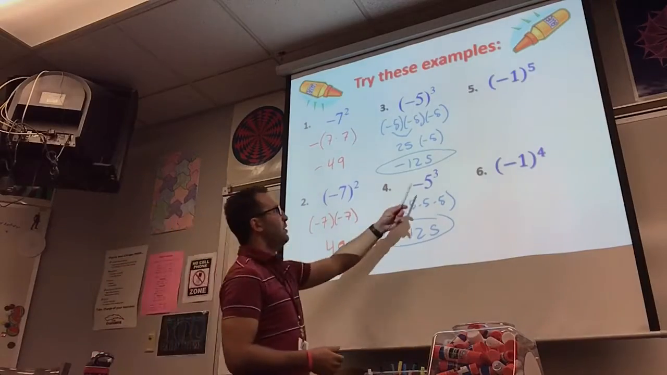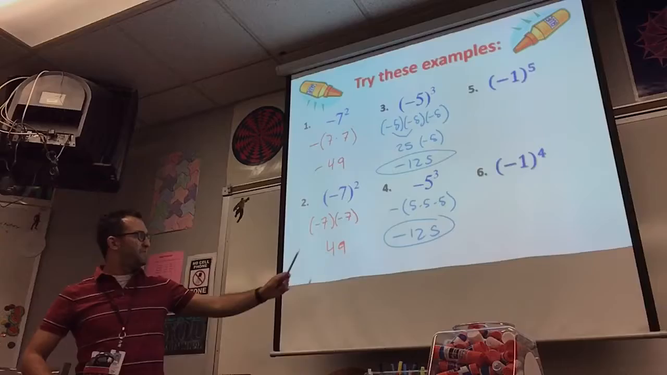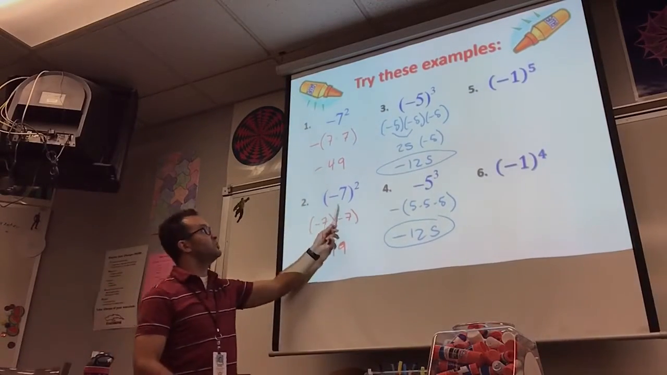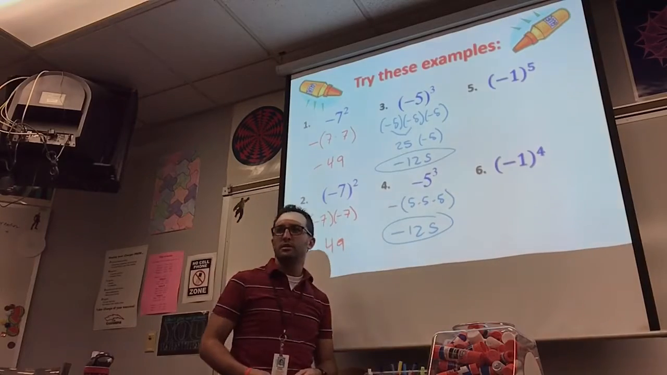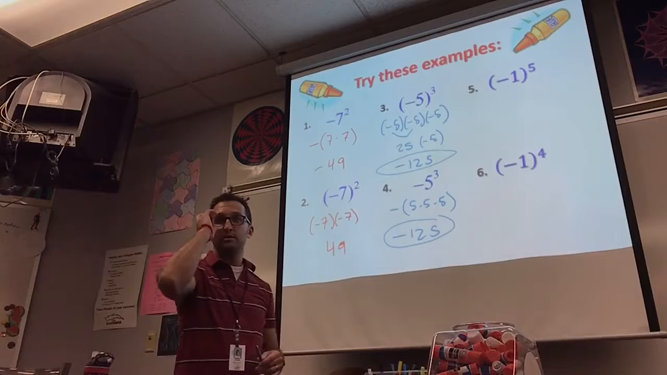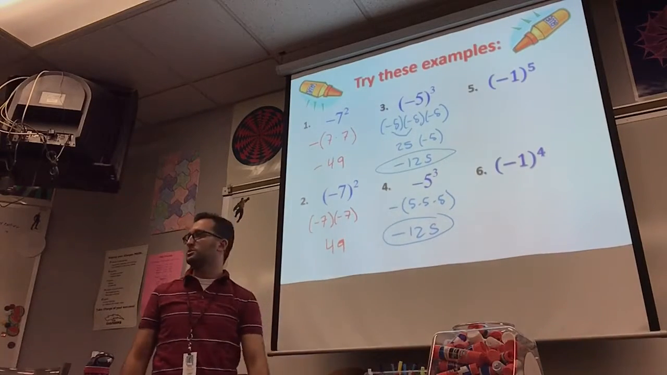Wait a second. Weird. How is this and this the same thing? But this and this are not. What's different about 1 and 2 compared to 3 and 4? The exponent is different. This one is a 3 and this one is a 2. We'll keep that in mind in just a moment.